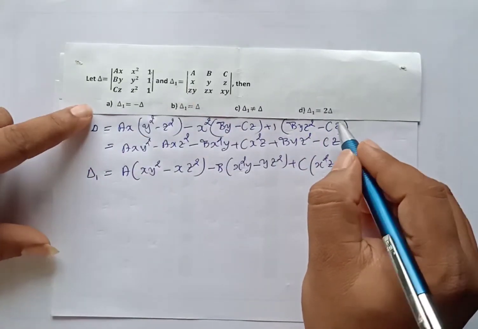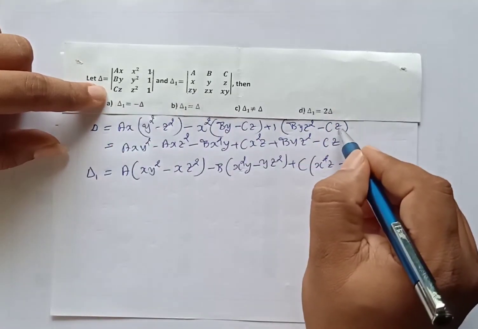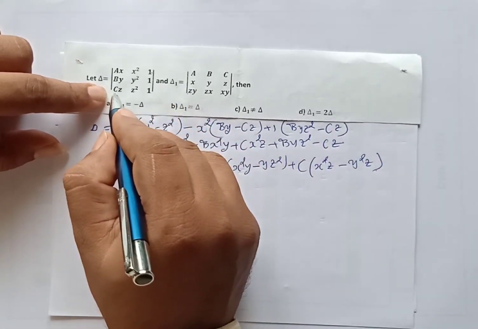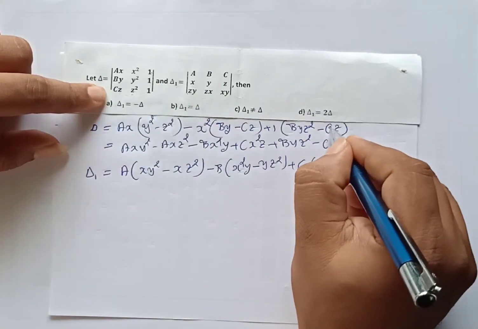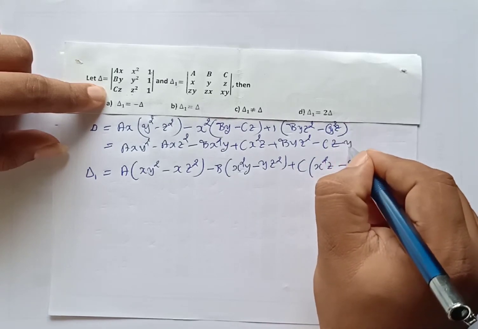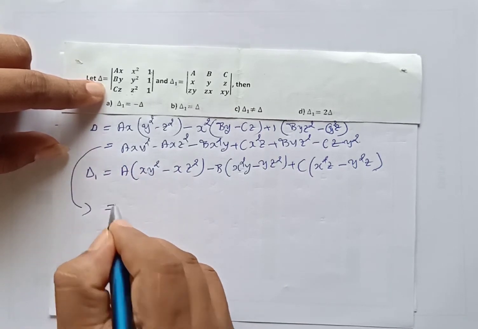See, there is a mistake here. Here it is not cz. Delete first row third column, byz square minus cz y square z y square. Now this delta I am going to rewrite.